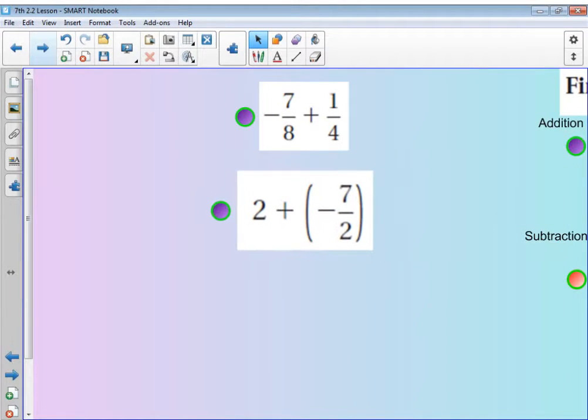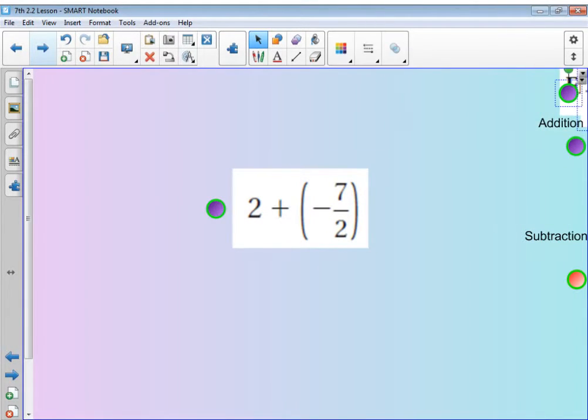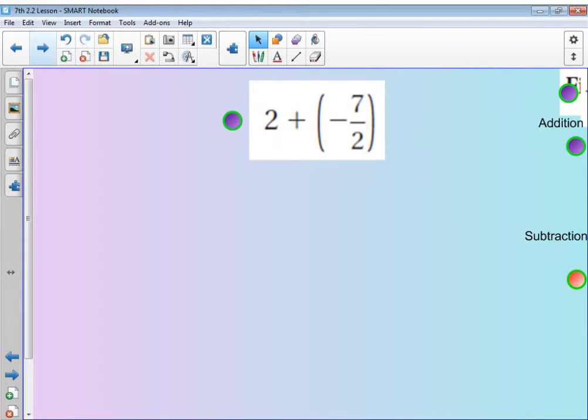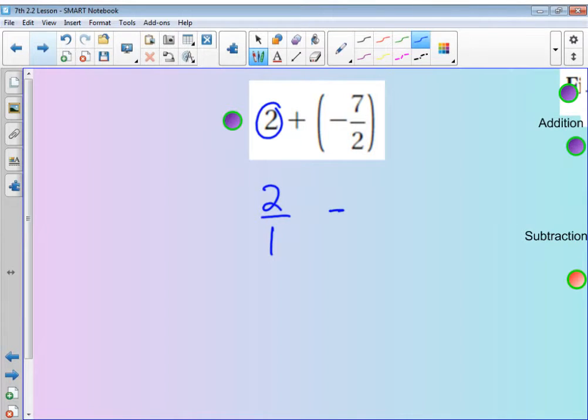I want you guys to try this one. I'll help you get it set up because here we're working with a whole number. So when you set this up, this 2 is really 2 over 1 because we are working with fractions. And then we have plus a negative 7 over 2. So I'm just going to do minus 7 over 2. Okay, this is a positive versus a negative.